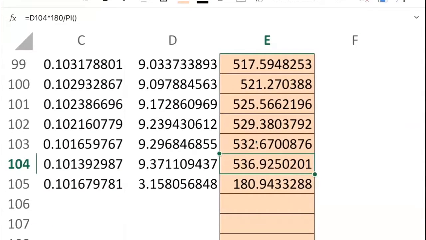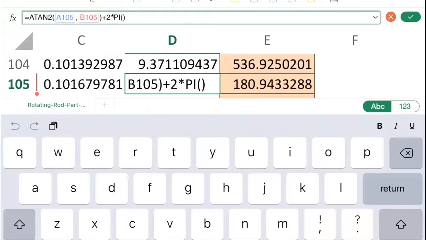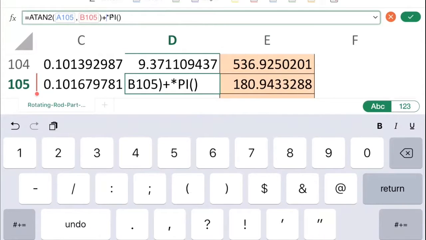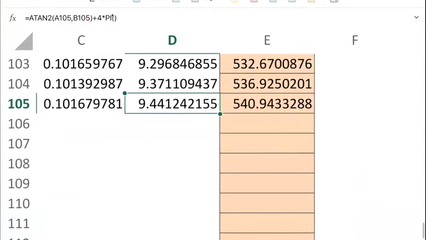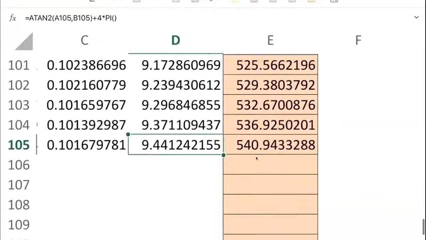This is now, it's back on the negative X axis, but we have this 180 here. So you'll see that we have 2 pi right here, and we have 2 pi right here. We now have to add or increase our value for pi by 4. So I'll just put 4 in here, and you'll see now that we have 540. So they're increasing nice and sequentially. Okay.